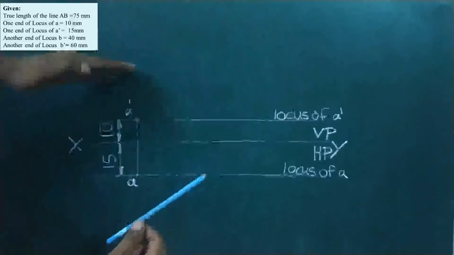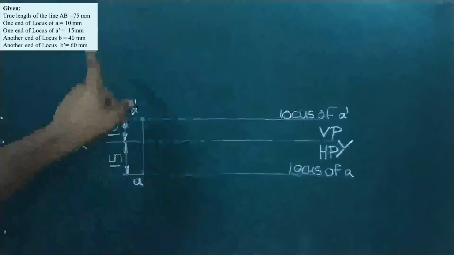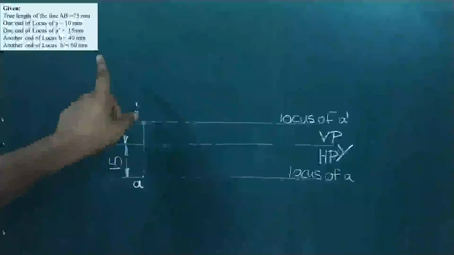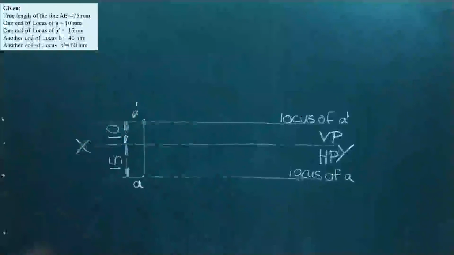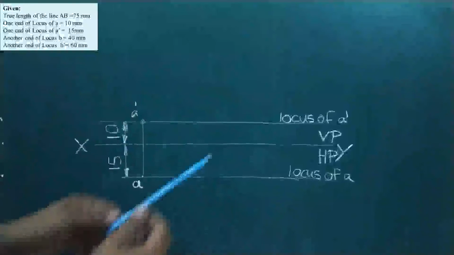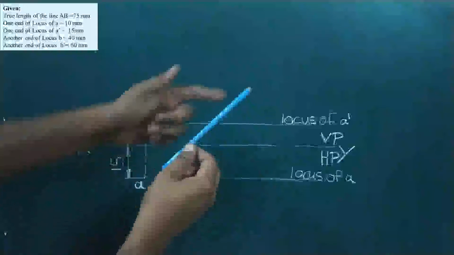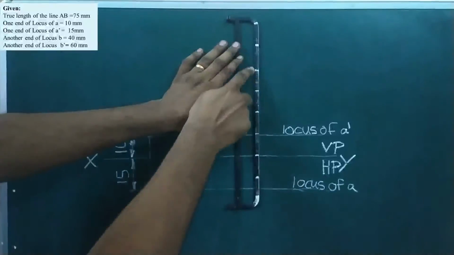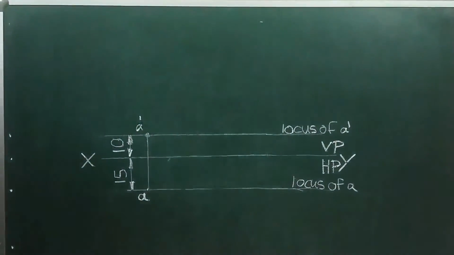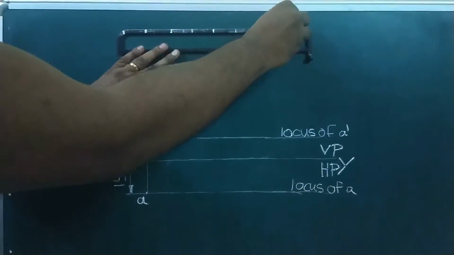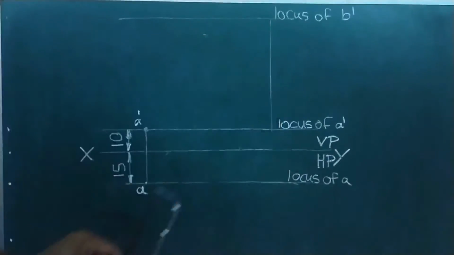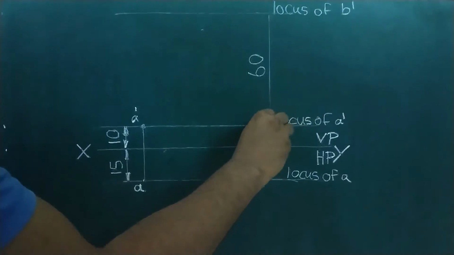Now refer to the given data for the next locus. We have two more loci in this problem. Another end is 60 mm above the HP. That projection will be in the VP. Draw that locus and name it locus of B dash.